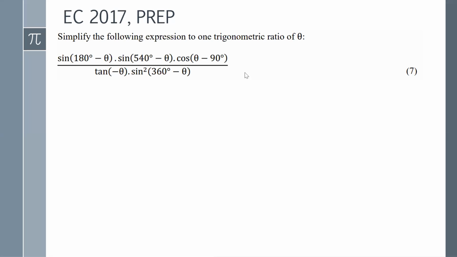This is still the Eastern Cape 2017 paper 2. This was a preparatory exam. Here's another classic question that you can always expect when it comes to paper 2, trigonometry, simplifying the ratios. So we've got this, and it is for 7 marks.